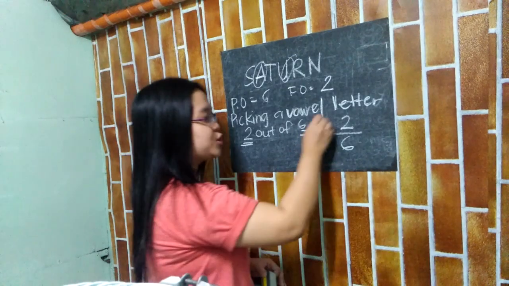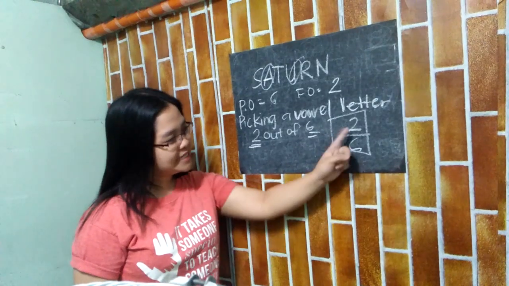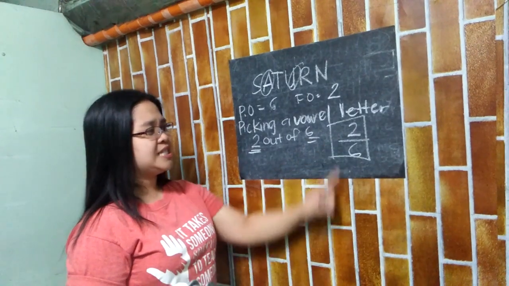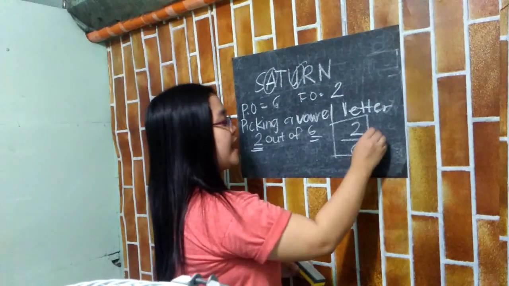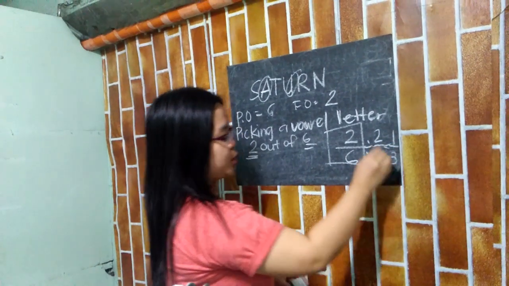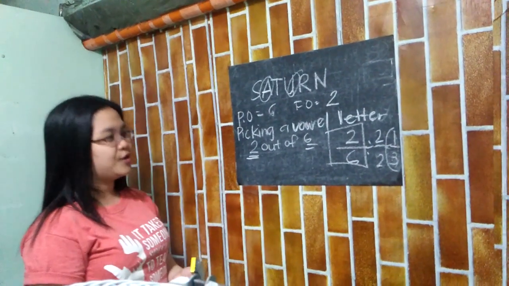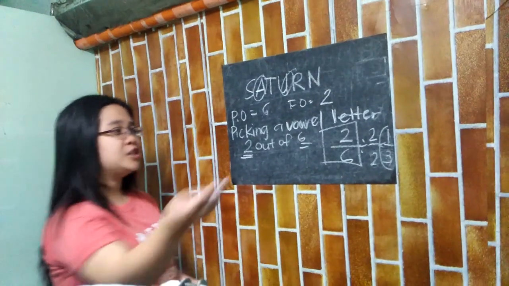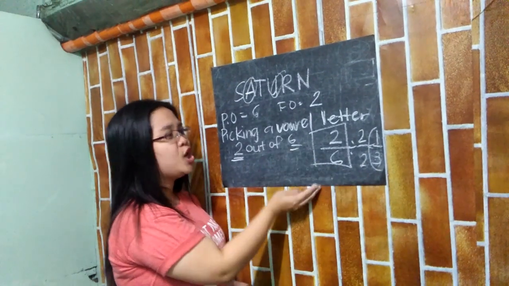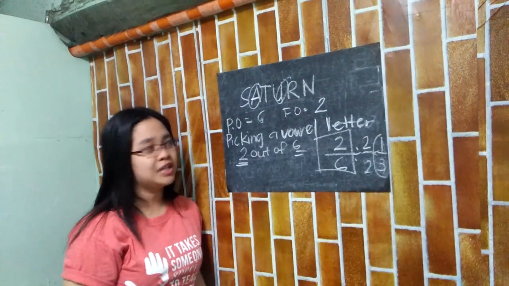Now, take a look at the fraction. Can we get its lowest term? Yes, we can. Because as you can see, 2 and 6 are divisible by a particular number. What do you think is the GCF of 2 and 6? So we have 2. So divide both sides by 2. That will be 1/3. So the probability of picking a vowel letter is 1/3. And what do you call that probability again? Theoretical probability, because it came from the premise that all events are equally likely to happen.